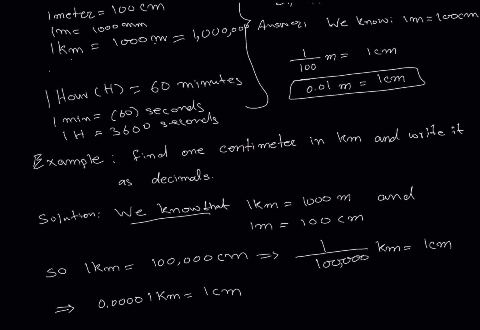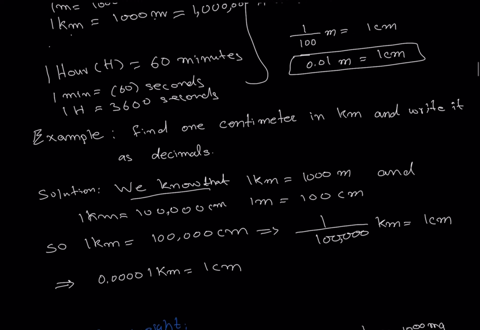Okay, we know that 1 kilometer is 1000 meters and 1 meter is 100 centimeters. So 1 kilometer is 100,000 centimeters. Then we say 1 over 100,000 kilometer is equal to 1 centimeter. And that answer, 1 divided by 100,000, will give me 0.00001 kilometer is equal to 1 centimeter.